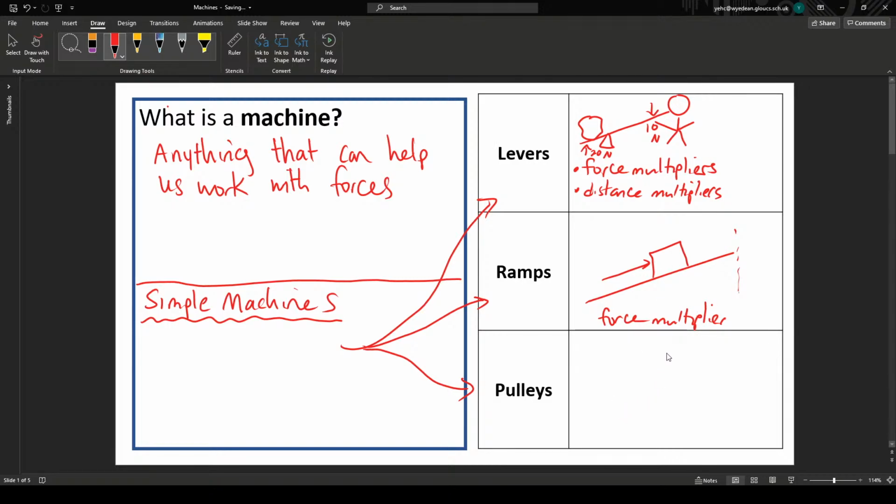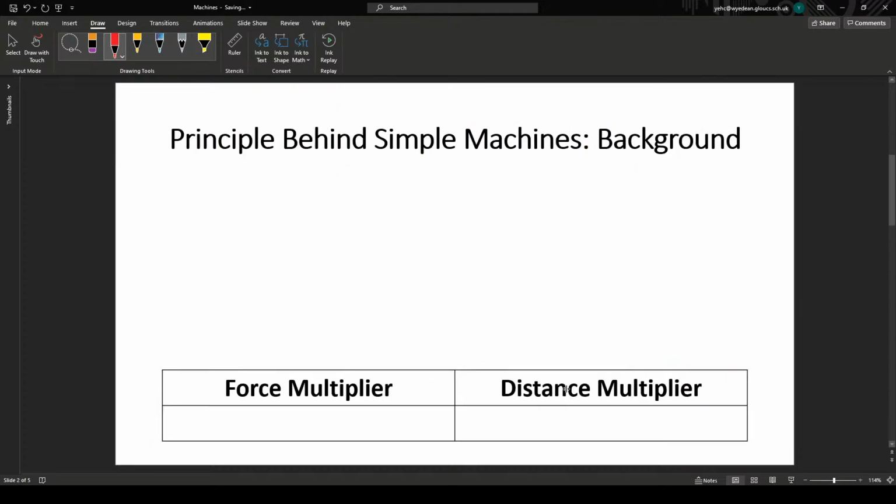Now, with pulleys, we have a rope, and on one end we attach to the thing that we're trying to lift, and we're pulling on the rope. They also work as force multipliers to allow us to use a smaller force to lift something larger. We're going to go into these in more detail later. But in order for you to fully understand how ramps and levers work, you need to know one equation, one formula.